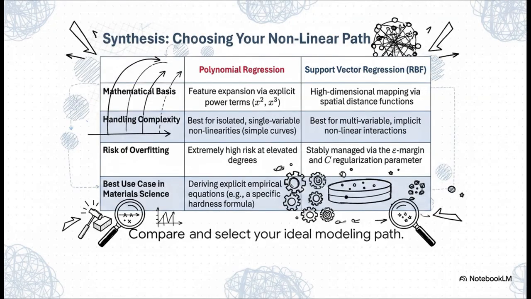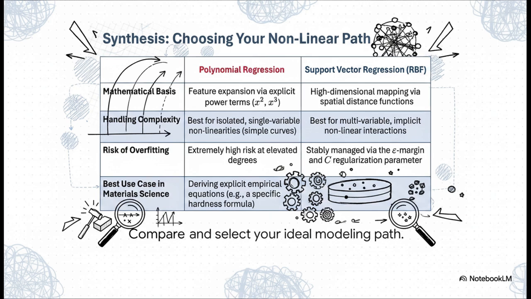Finally, section 6, choosing your modeling path. If you're going to take a screenshot of anything today, make it this definitive synthesis cheat sheet. Here's the breakdown. Use polynomial regression when you have isolated, single-variable nonlinearities, like a simple predictable curve, and you need a clear, explicit, empirical equation to drop into your research paper. Just be very careful of overfitting.